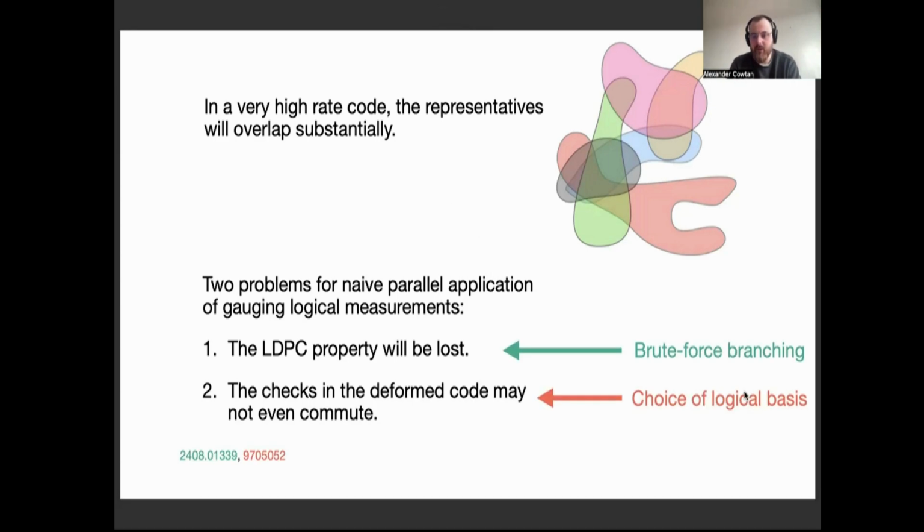And so we're going to use two different approaches which are going to combine together to give us something which solves both of these problems. The first technique we're going to use is what's called brute force branching. And the second technique is a specific choice of logical basis for our LDPC code, such that we can guarantee that we can actually measure all of these things in parallel without introducing any anti-commuting checks or anything like that.